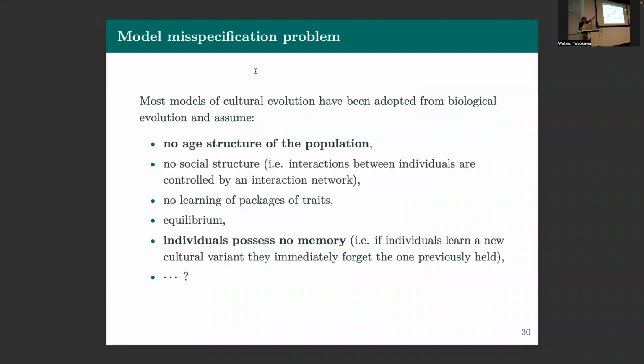has to be, or does not have to be, included in the model. Let's see what happens with memory. As I said, models are taken from biology, and there the cultural variant is similar to an allele, and each individual only has one allele of a gene. The same thing has been carried over to the models of cultural change. So if individuals learn a new cultural variant, they immediately forget the one previously held.